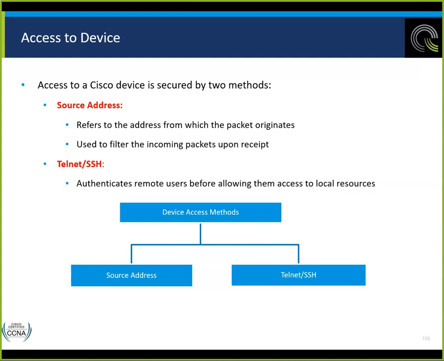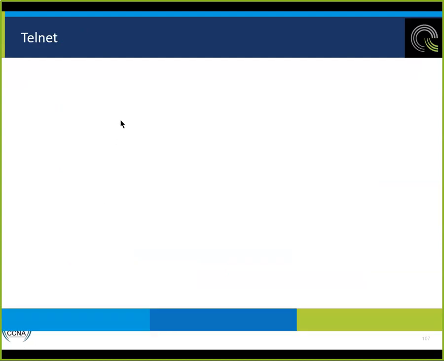Console, obviously, we're probably not going to do anything with, but we can filter based on, and here the remote users, authenticates the remote users before we allow access. So we can have a username and password. We can also filter using an access control list.